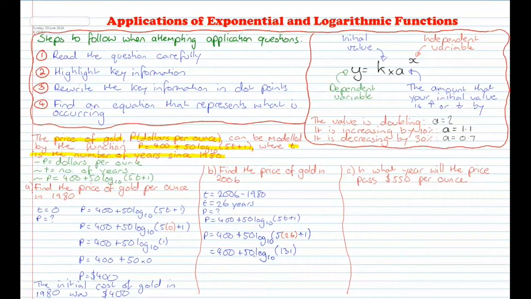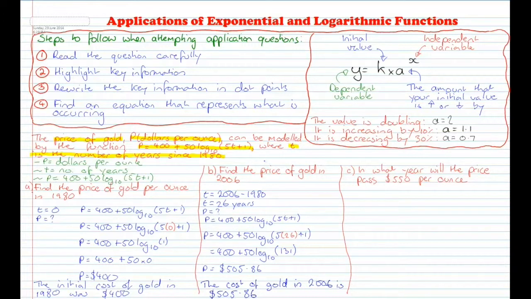And then if we go through and enter this into our calculator, what we're going to get is an answer of P is equal to $505 and 86 cents, so 505.86. So therefore we'll just write out the answer in a worded format, because it's given to us in worded format for the question. So we would say the cost of gold in 2006 is $505.86.